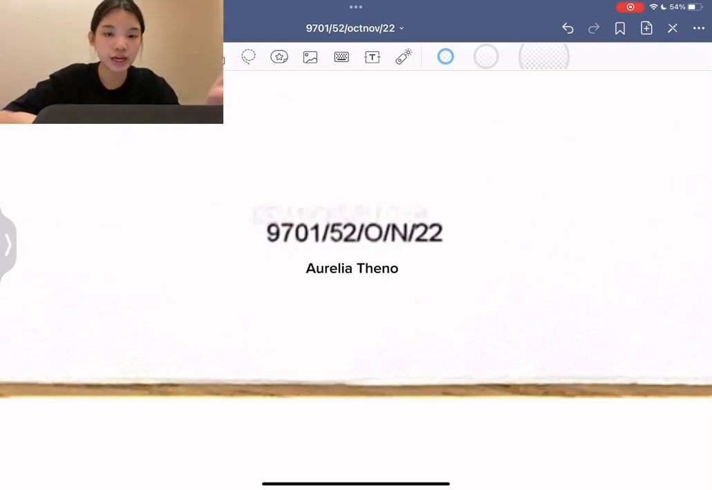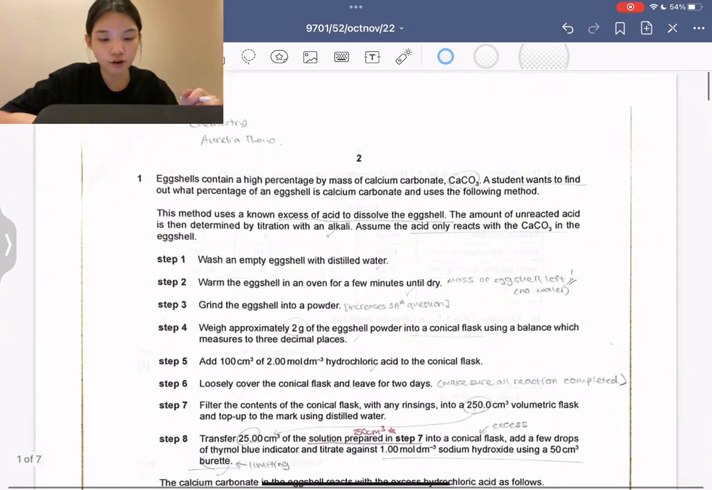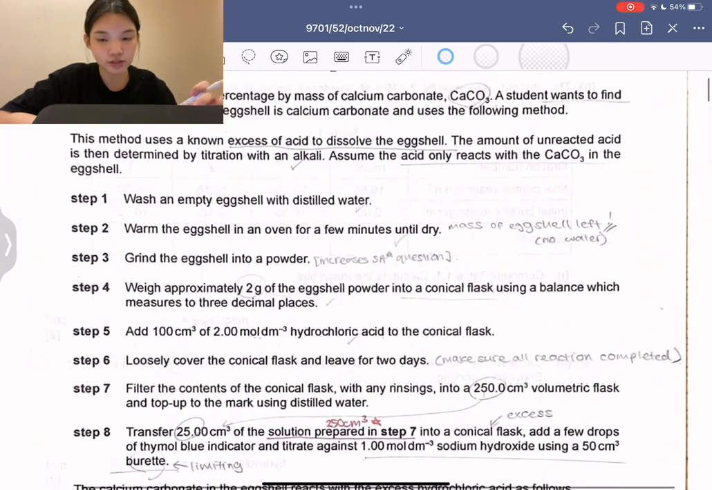Hi guys, so today we're going to be doing Chemistry 9701, paper 52, October-November 2022. This is just a scanned version of the paper that I've done.